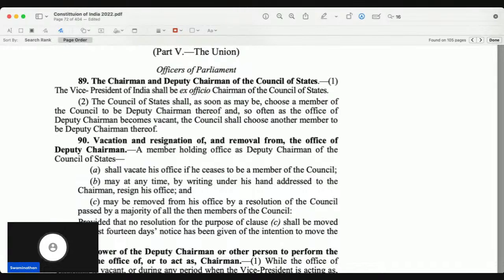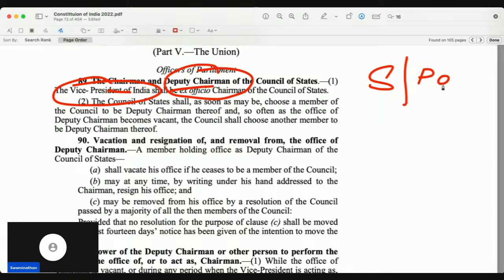In order to conduct the meetings of both the houses, we have the chairman and the deputy chairman in the Council of State. So the Vice President of India is the ex officio chairman of the Rajya Sabha, and then we have a deputy chairman to assist him. Similarly, in order to conduct the meetings of the Lok Sabha, we have what? The Speaker of the Lok Sabha.